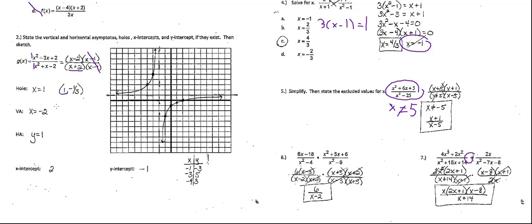To find the x-intercepts, you find the zeros of the numerator. The only 0 in the numerator here is 2. To find the y-intercept, technically you plug in 0 for x, but when that happens, you're just going to get the constant term divided by the constant term, which is -1.